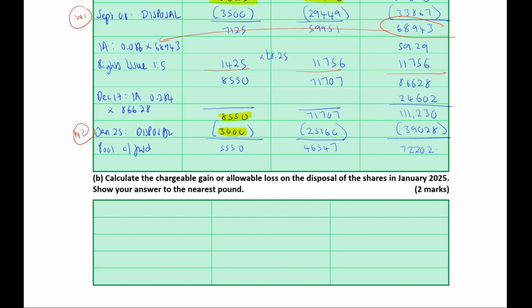That was a share pool, which was the first thing I was asked for. In part B, for another 2 marks, calculate the gain or the allowable loss on the disposal of the shares in January 2025. This goes wrong a lot as well. It's not asking me anything about that September 08 disposal. It's asking me purely about the disposal that happened in January 2025.